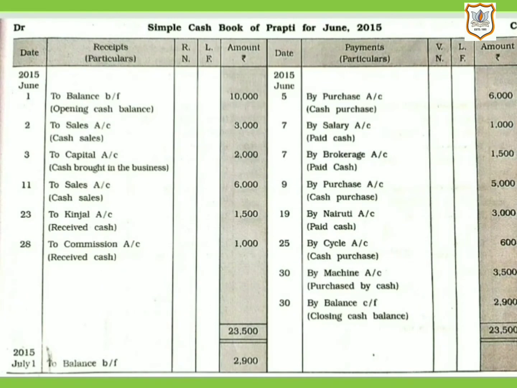So here is the cash book. First we will start with the heading. Here we have to mention the name of the person whose cash book is prepared and also the time period. So here we will write the heading, Simple Cash Book of Prapti for June 2015. Now before proceeding further, let's recall the points to be considered while recording in cash book.